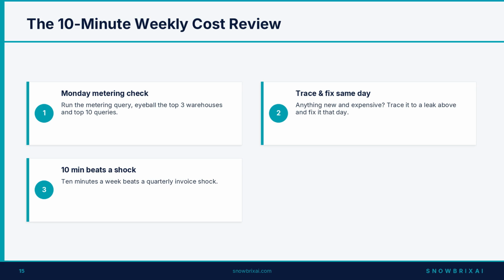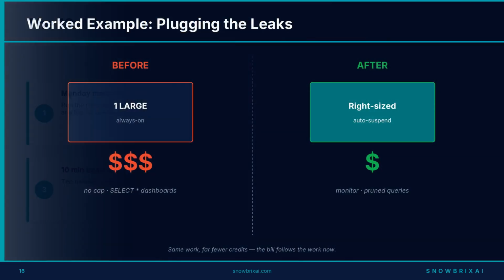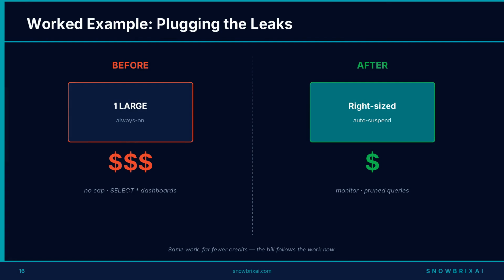Let me show you all 5 fixes working at once. Let me make this concrete. Picture a team with one always-on large warehouse, no monitors, dashboards running select star. Every leak we covered, all at once. Now watch the fixes land. Split it into right-sized warehouses that auto-suspend, add a resource monitor, prune the dashboard queries, and here is the result. Same workloads, same dashboards, a fraction of the credits. The bill follows the work.